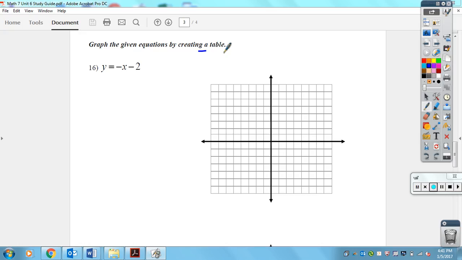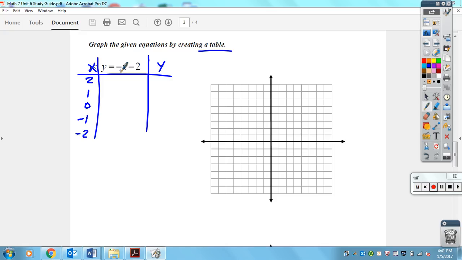Graph creating a table. In order to create a table, I need to choose my inputs, my x's, to get my outputs or my y. What inputs are we going to choose? 2, 1, 0, negative 1, and negative 2. I simply plug in. One of the tips for this, and students often get this wrong because they see this negative and it messes them up.